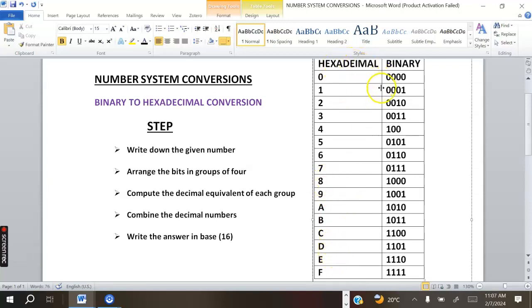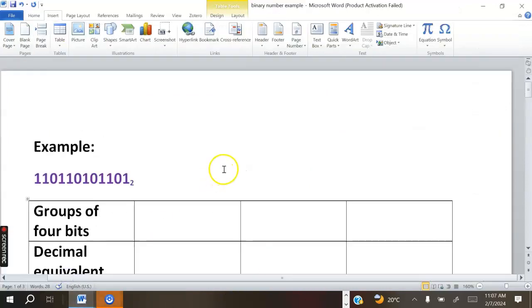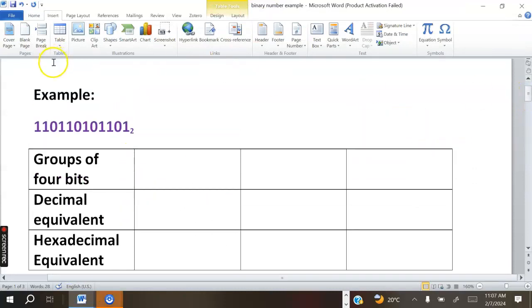Okay, let's move to an actual example so that you can try to compute. So we have example 1: 11011011101 base 2. So this is a binary number. We need now to convert this into a hexadecimal number. So remember the rule. Number 1, you need to arrange your number in groups of 4.